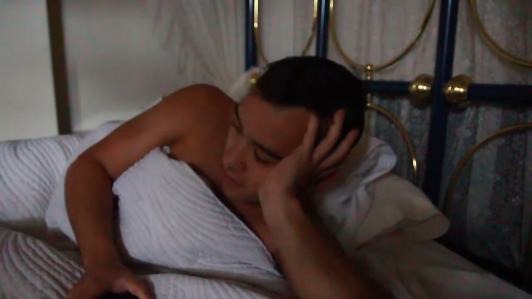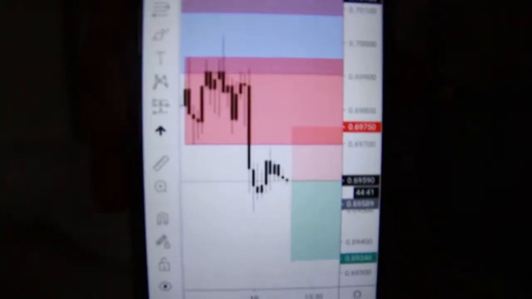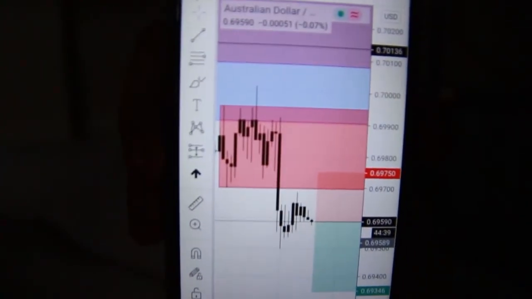Hey guys, what's going on? So as you can see, I'm in bed. It's because it's early and it's freezing and I can't be bothered getting up, so I'm doing all my work from bed this morning. As you might have seen, I was just on my phone because I was logging this trade in. I just entered short on AU.